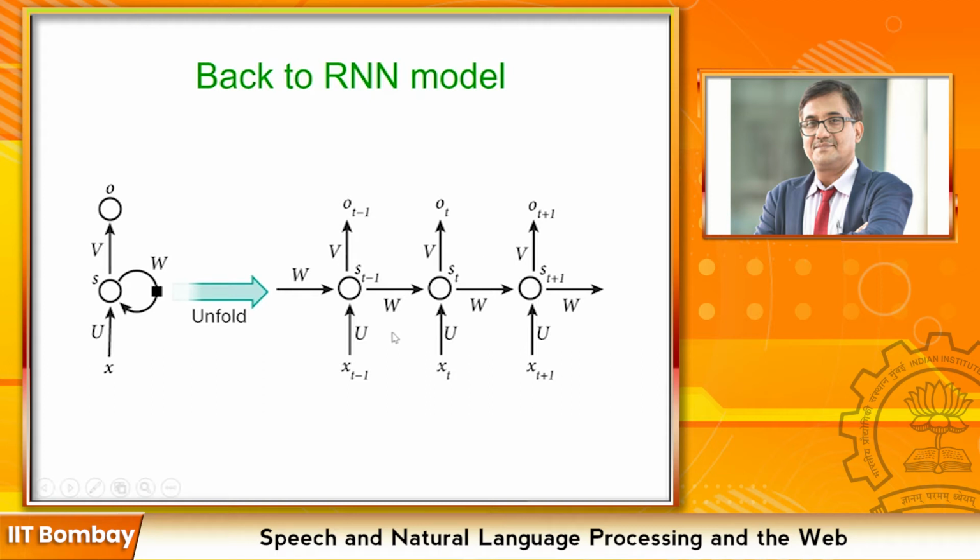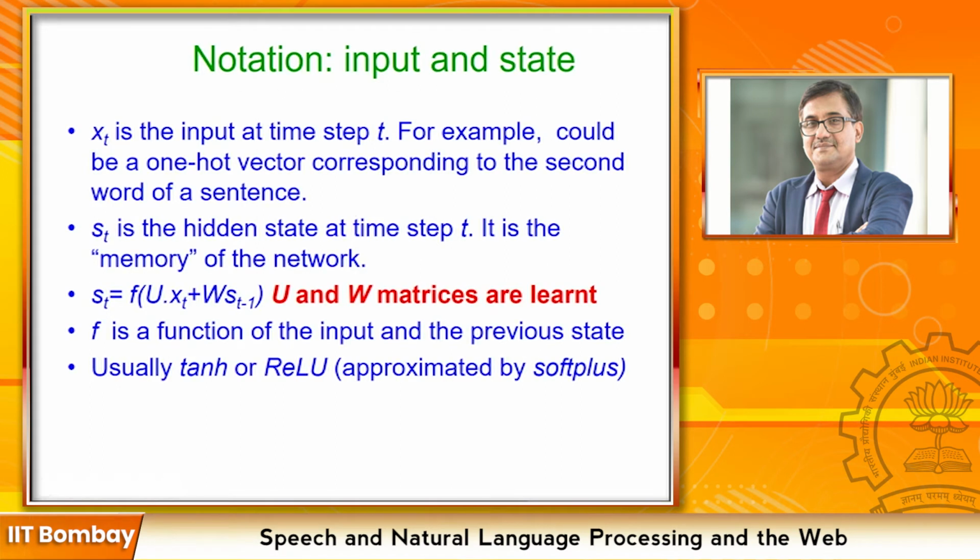We have said U, V, W are the controlling parameters. Please see that we're not talking about training now. We're talking about the use of the machine in an actual situation. The same U, V, W operates. What keeps changing is the input, the state, and the output. Now, the notation is the following. Xt is the input at time step t. For example, it could be the one hot vector representation corresponding to the second word of the sentence. St is the hidden state at time step t. It is the memory of the network.